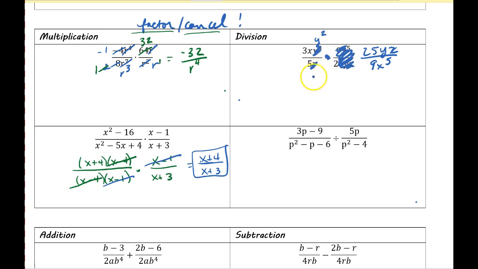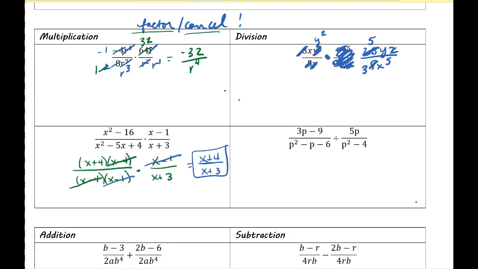Okay. I am noticing, okay, right here, there's a 3 on top here and a 9 in the bottom here, so I'm going to divide both of those out. On the other diagonal, there's a 5 in the bottom and a 25 up top, so I'm going to reduce those two. So 5 goes into 25 5 times. And now I'm going to reduce my x's. I'm going to be able to do a lot of x reducing.